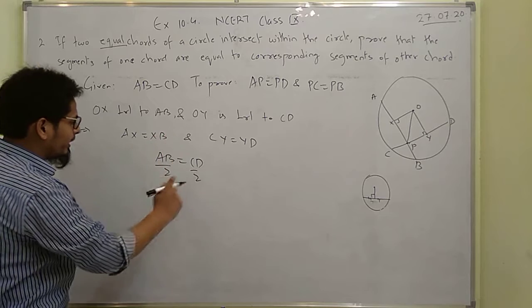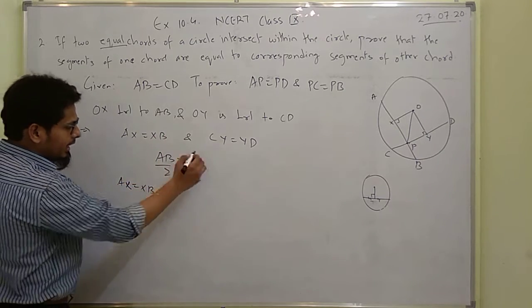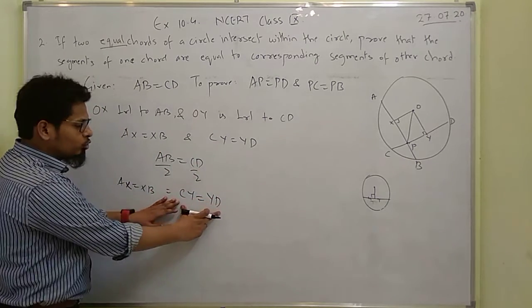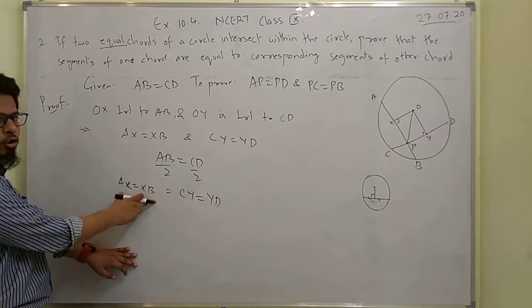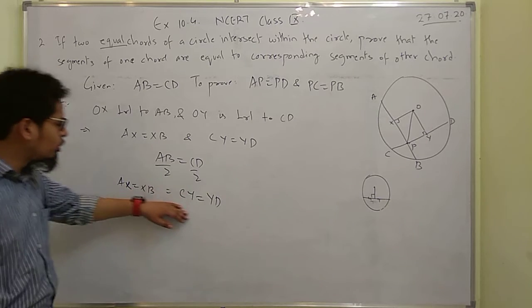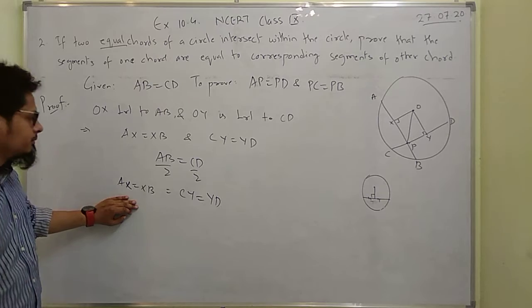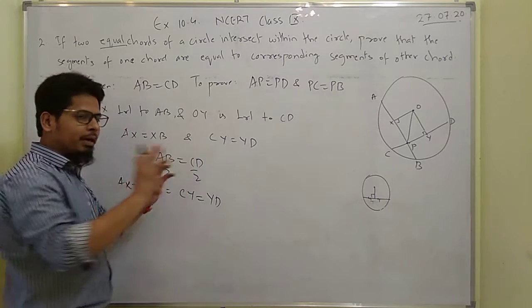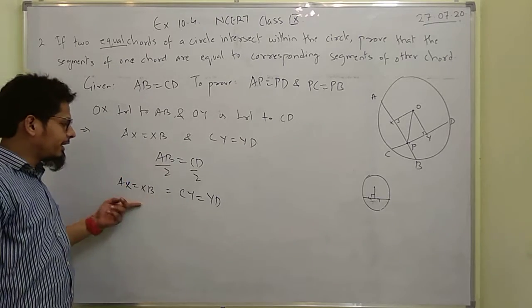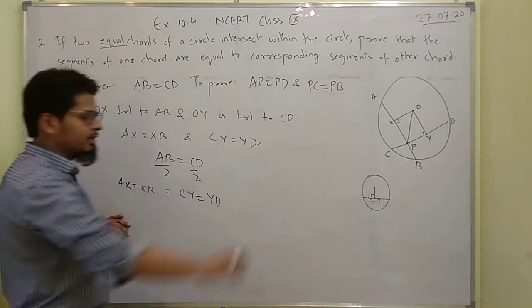Then Y is the midpoint of CD, right? So AB will have two halves. What are the two halves? The halves are AX and XB, and what are the two parts of CD? CY and YD, right? These are the two parts of CD, and these are the two parts of AB. AB's half is equal to CD's half. Then all four parts are equal to each other. Clear? If the wholes are equal, then their halves will also be equal, and when you halve them, they are equal, so all four parts are equal to each other.